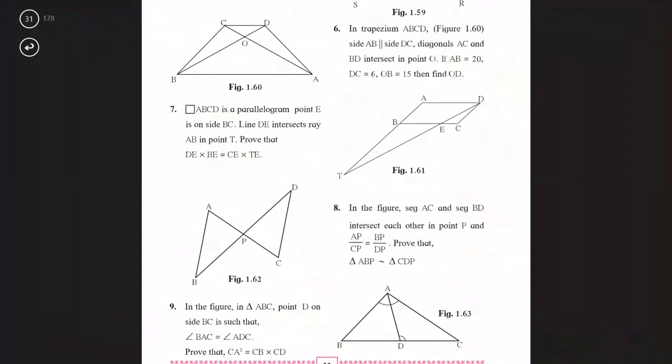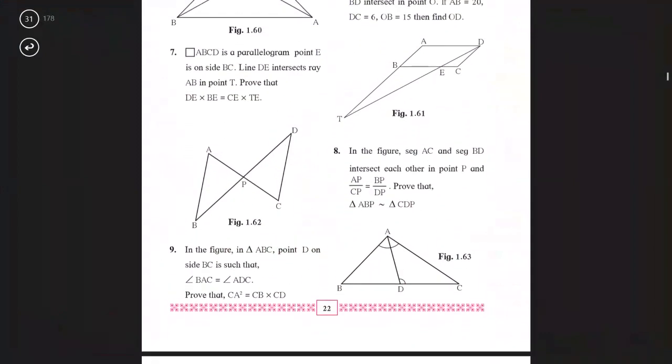Now this is a very simple sum. I haven't done it for you. You're supposed to be doing it on your own. Question number 8. In the figure, segment AC and segment BD intersect each other at point P and AP upon CP equal to BP upon DP. Prove that the triangle ABP is similar to triangle CDP.